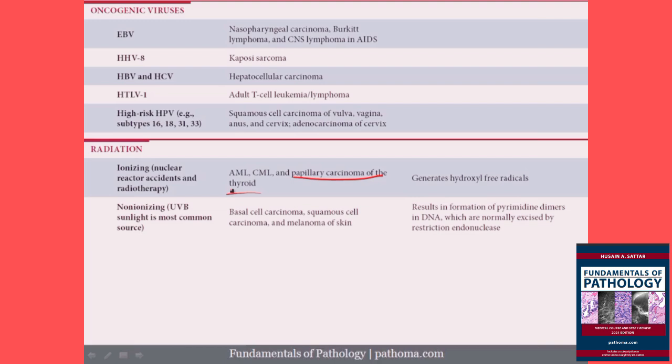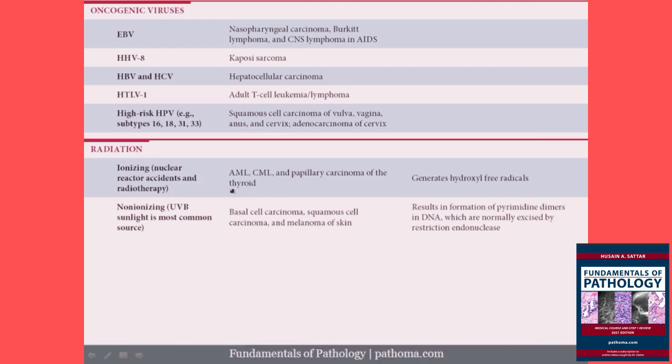Now, I want you to remember, I've already mentioned it once, but here we're going to review it one more time, and that is the mechanism by which ionizing radiation actually increases this risk is by the generation of hydroxyl-free radicals. So water within tissues gets hit by the ionizing radiation, and as a byproduct of that damage, hydroxyl-free radicals are generated, and those hydroxyl-free radicals can damage DNA, increasing the risk for mutations, increasing the risk for formation of cancer. So that is ionizing radiation.